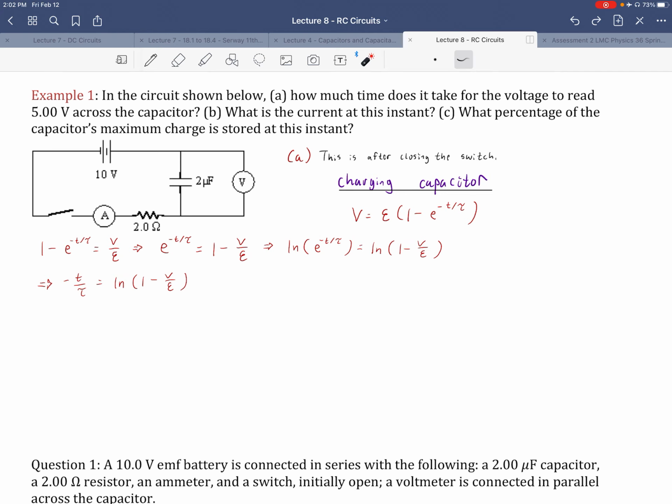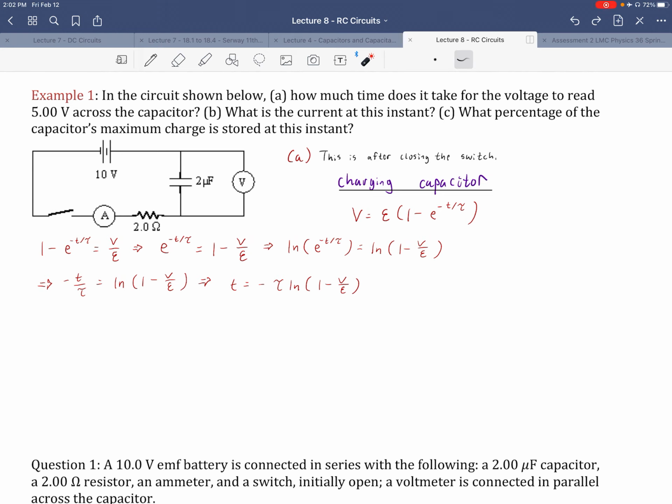It's very important that you have the negative, because otherwise you're going to get a time that's negative if you accidentally drop the negative, because the natural log of this expression will give you a negative, because this ratio will always be less than e, 2.7. And the natural log of anything less than 2.7 is a negative value. So now let's go ahead and solve for the variable t. It's going to be negative tau times the natural log of 1 minus V over E.